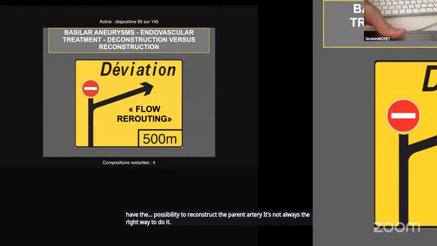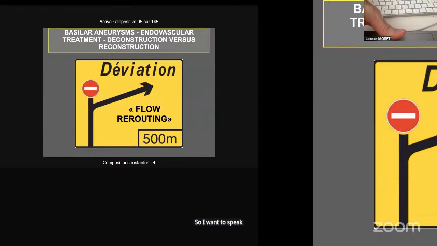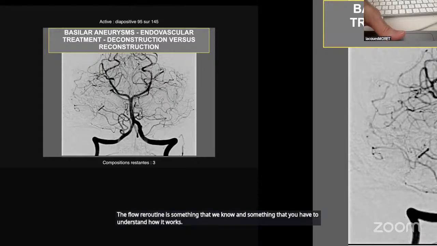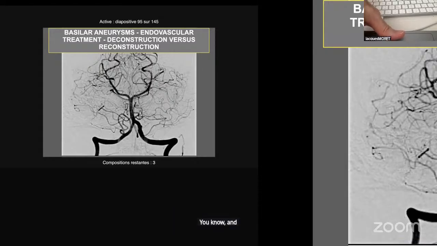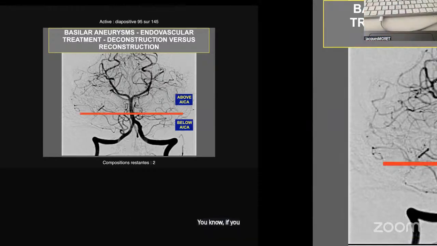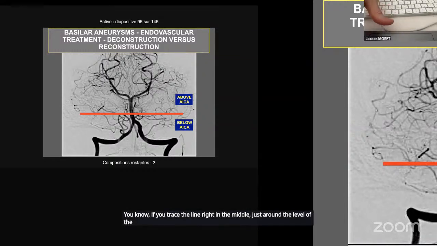So I want to speak about the deviation or the flow rerouting. The flow rerouting is something that we know and that you have to understand how it works. And the basilar territory is definitely a very good way to demonstrate how it works. If you trace a line right in the middle, just around the level of the middle cerebellar artery, you have two territories, one above the ICA and one below the ICA.